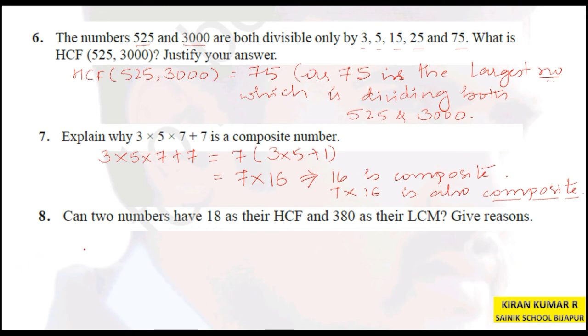Question 8. Can two numbers have 18 as their highest common factor and 380 as their least common multiple? Give reason. The answer is no. The reason is 18 is not a factor of 380.